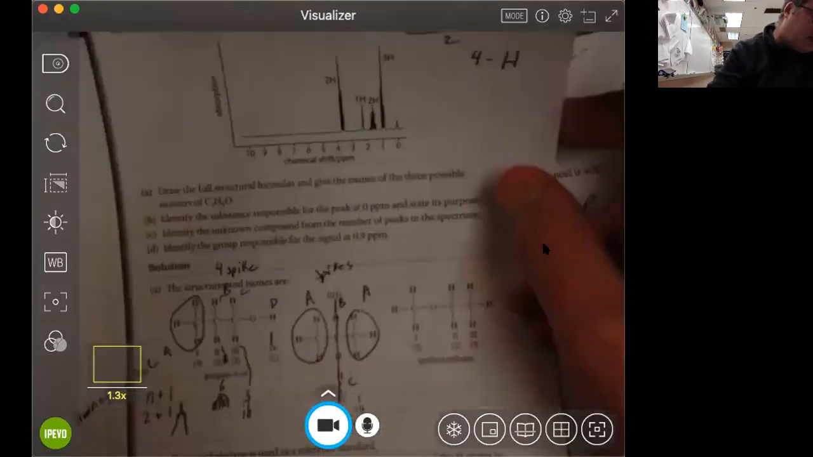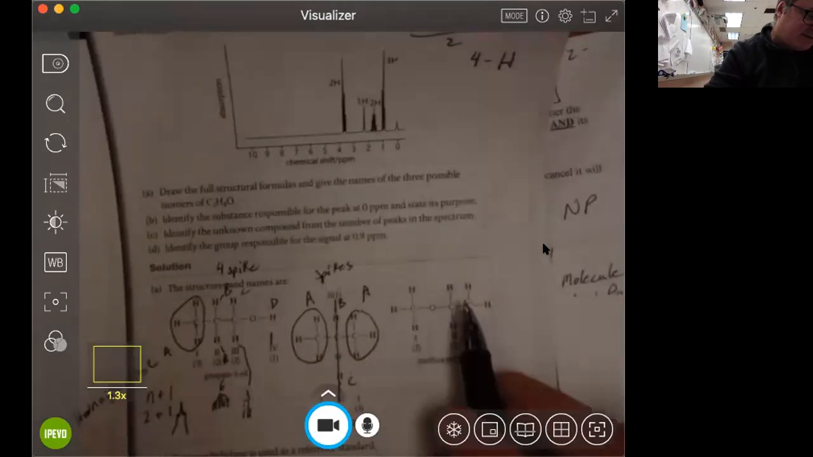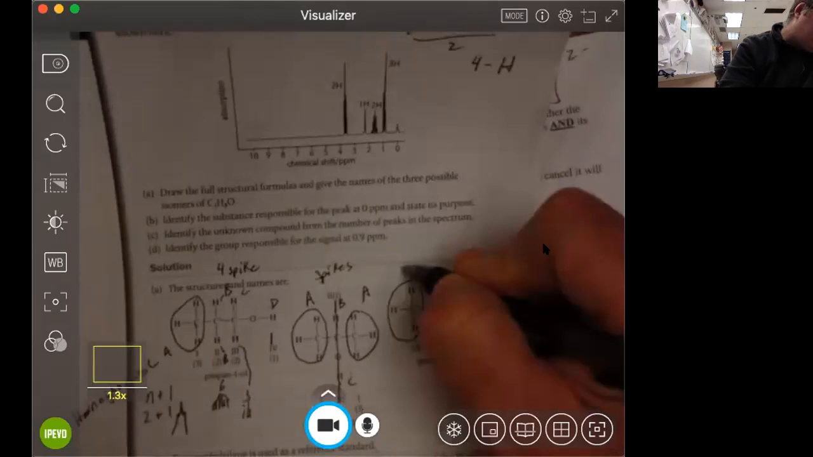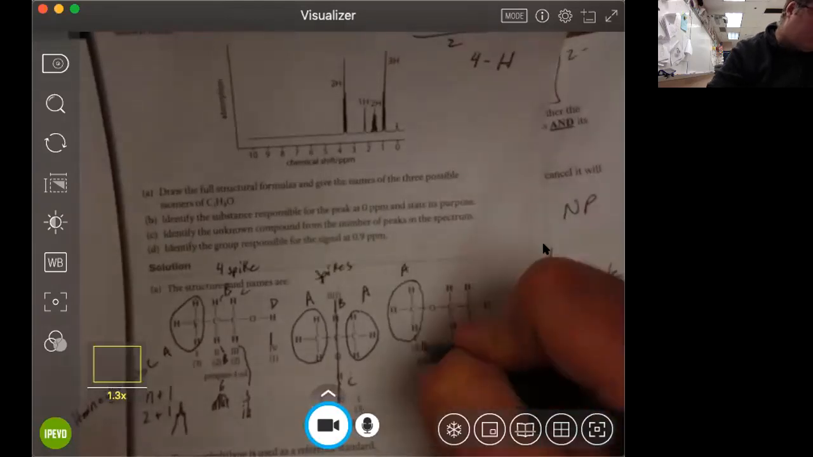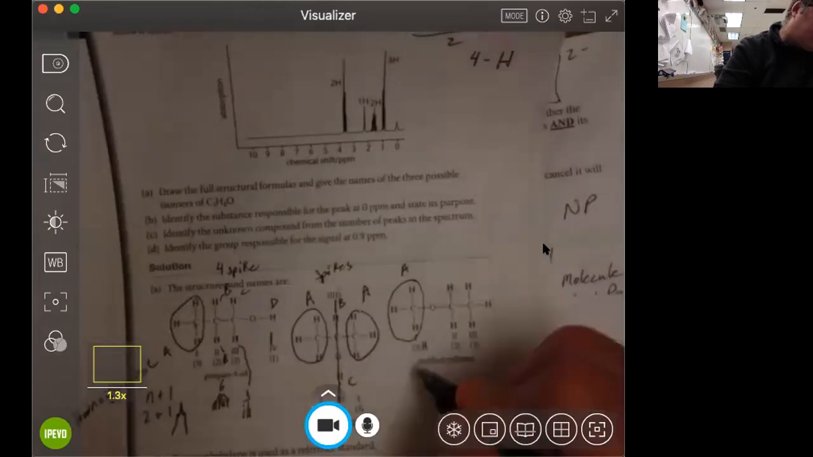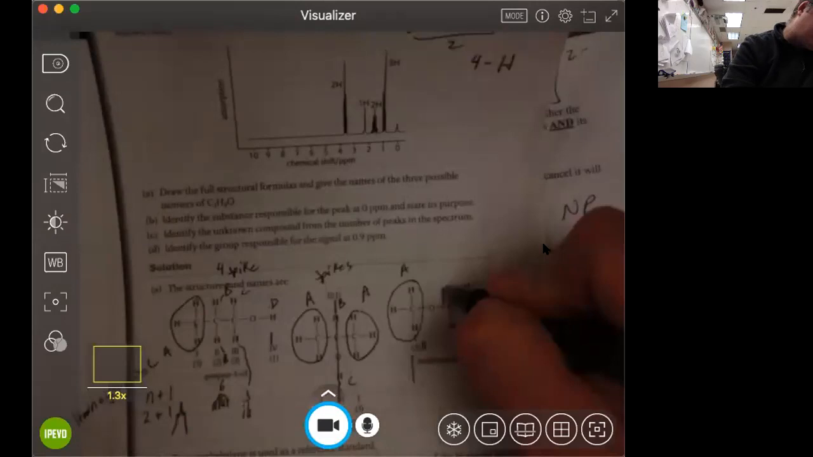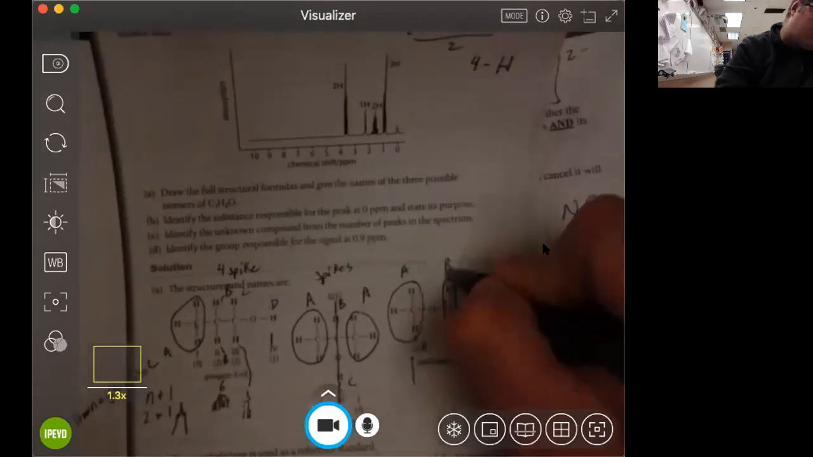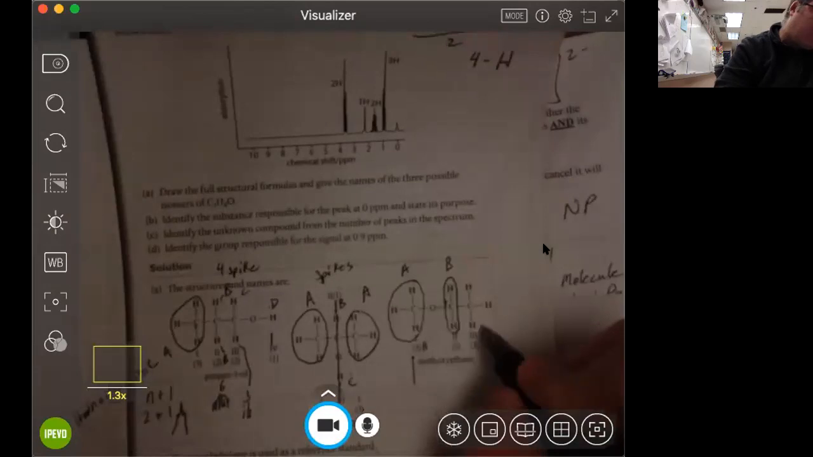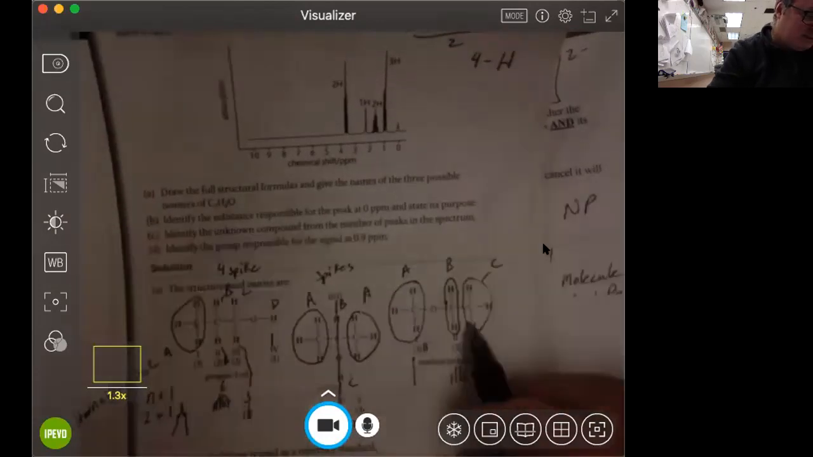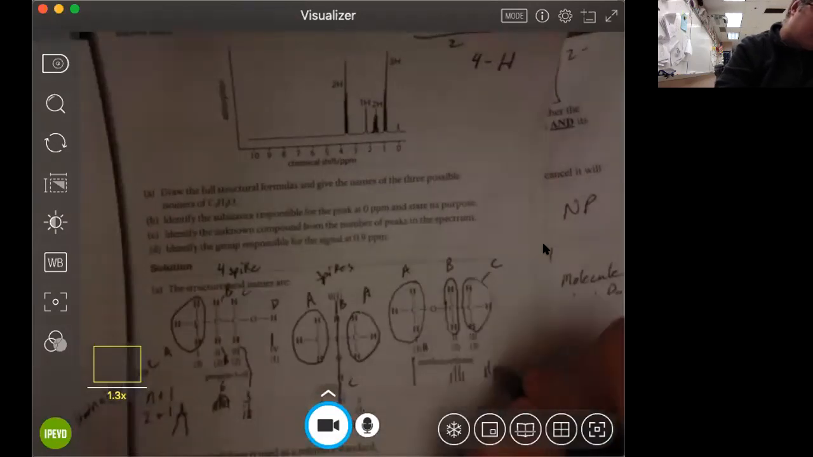The methoxyethane. Here's our meth, here's our ethane, here's our oxy. So here we have A, that would be 3 H's, and it would have 1 spike. And here, that would be B with 2 H's, and it would have 4 spikes. And here, this would be C, and it would have 3 spikes, and there would be 3 H's.